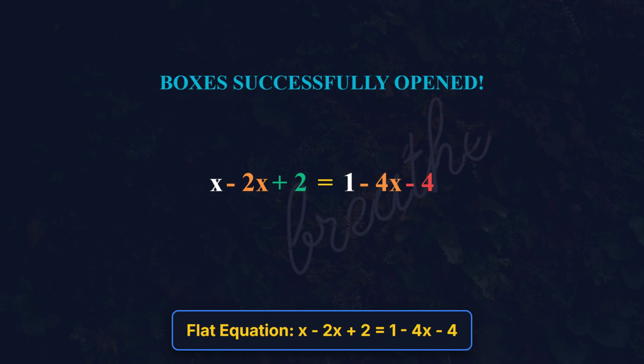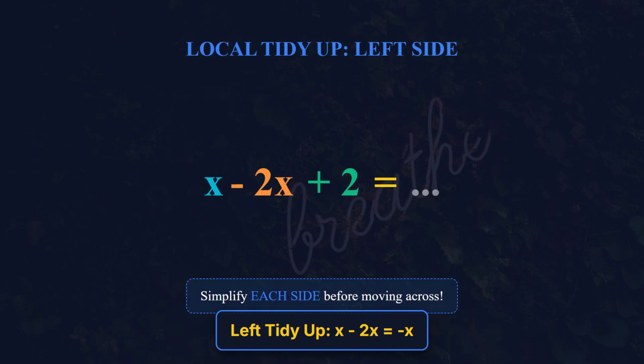Let's write out the complete, flat equation with all boxes successfully open. Don't jump across the equals sign yet. Let's tidy up each side locally first. On the left, regular x minus 2x groups down to minus x.